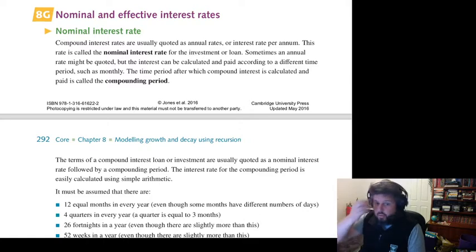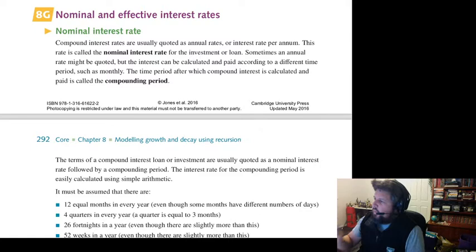This is looking at nominal and effective interest rates. We've touched on this in the fun booklet chats, but this is going to hopefully clear things up a little bit. It says if we're talking about a nominal interest rate, compounding interest rates are usually quoted as annual rates, or interest rates per annum. So it'll say it's 6% PA, or per annum, for the whole year.